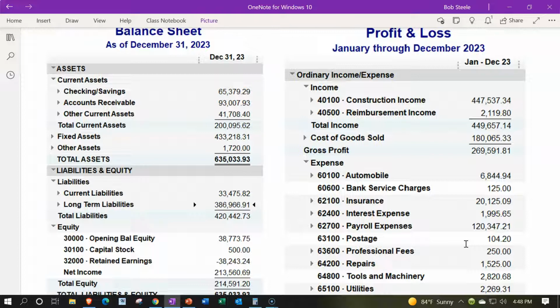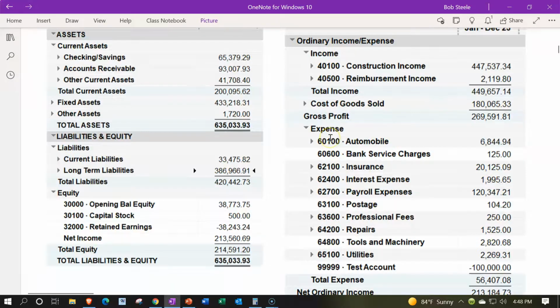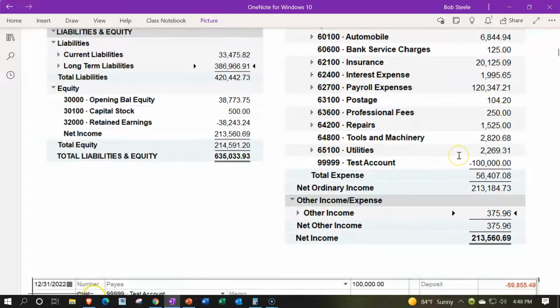If I void the check in the same period, it's not going to be a big problem, because then I haven't closed out the period yet, so it'll basically reverse what happened on the checking account, an increase in the checking account, and the other side will basically go the other way, a credit, or in essence decrease the utilities expense, netting out the check that we had written before.